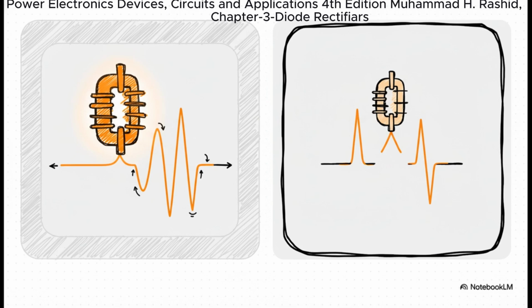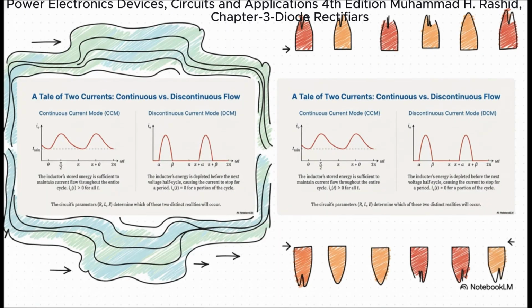But in discontinuous conduction mode, or DCM, the inductor is a bit smaller, and its stored energy just runs out of juice partway through the cycle, causing the current to drop all the way to zero for a little while. And here's what those two modes actually look like. See? In continuous mode, the current is always on, it just has this little ripple to it. But look at discontinuous mode. The current literally stops, and then has to start all over again, every single cycle. And listen, this isn't just a pretty picture difference. This has huge implications for everything from component stress to the quality of power you're delivering.